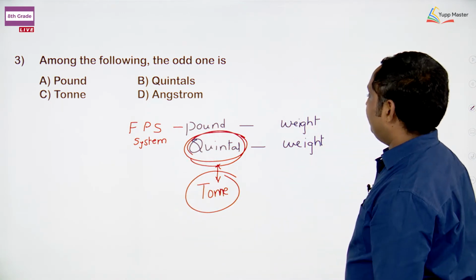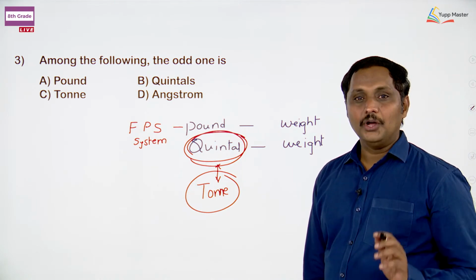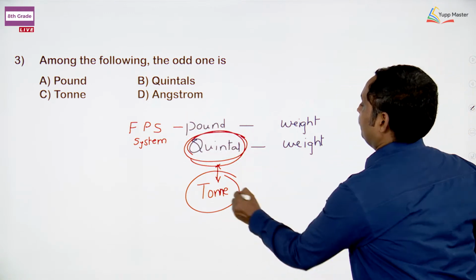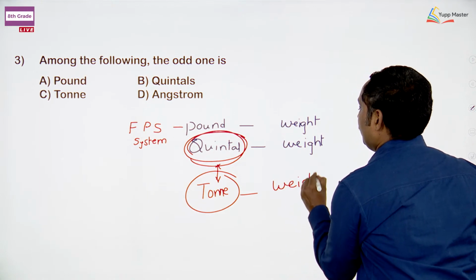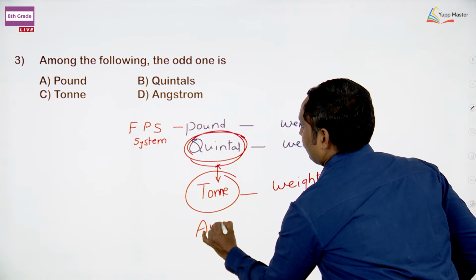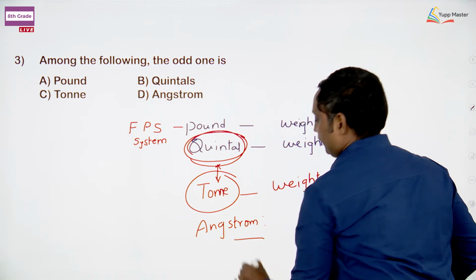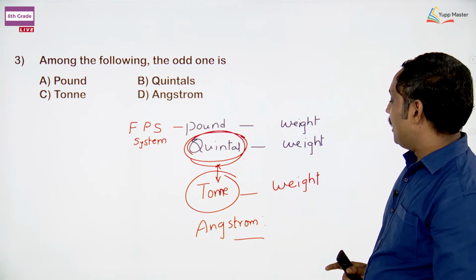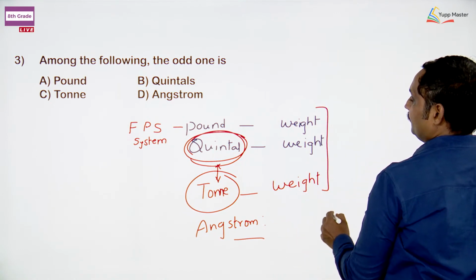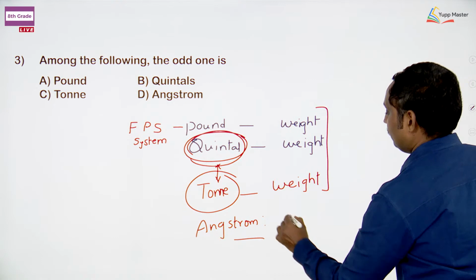Now let's have a look. It is very clear. Now you are going to discuss that. This is also related to weight. What about the third one? The third one is the angstrom. Yes, third one is the angstrom. Now it's going to express a value. It's very clear.